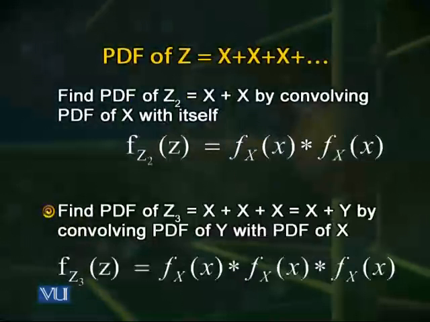So if z is equal to x plus x plus x, the PDF of z is the convolution of three PDFs of x: fx convolved with fx convolved with fx. And you can extend this argument. If you have n independent random variables x1, x2, x3, ..., xn that have the same PDF as another random variable x, then the PDF of the transformed random variable z, which is equal to the sum of x1, x2, x3, ..., xn, is the n-fold convolution of the PDF of x.